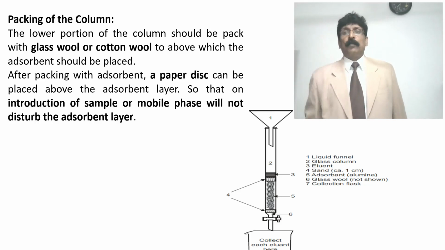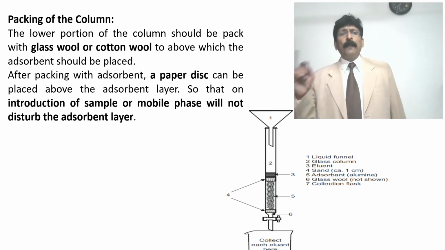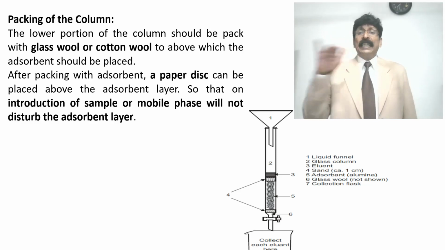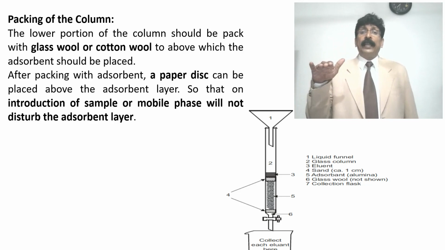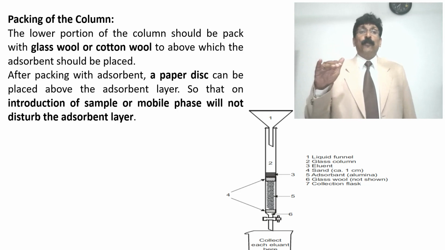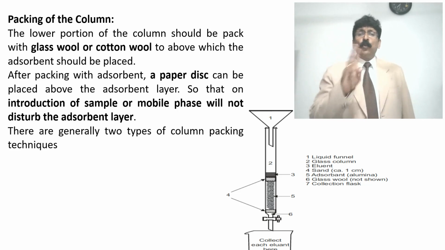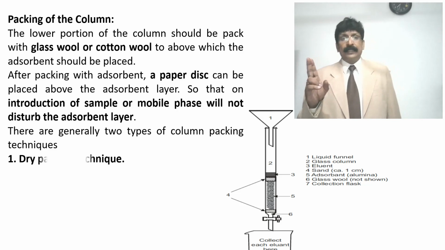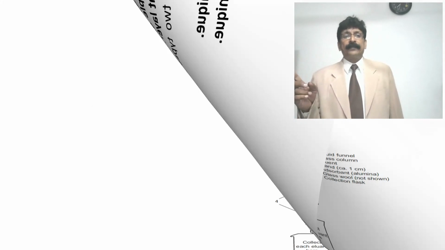Selected adsorbent: silica gel, alumina, or whatever you are selecting. After packing the adsorbent, a paper disc can be placed over the adsorbent layer, so that on introducing the sample or the mobile phase, it will not disturb the adsorbent layer which is packed. There are generally two types of column packing techniques: dry packing technique and wet packing technique.